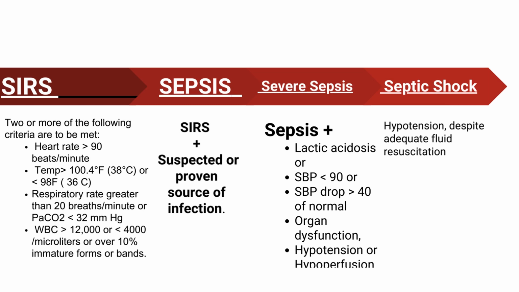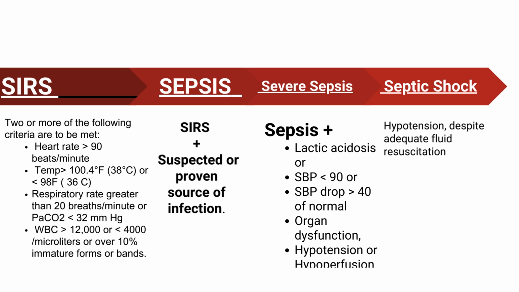First step is SIRS, which predicts the risk of sepsis in the future. If there is a suspected or proven source of infection along with it, then it is called sepsis. The confirmation of infection is not important at this stage. Even a suspicion is enough to mark this as sepsis.